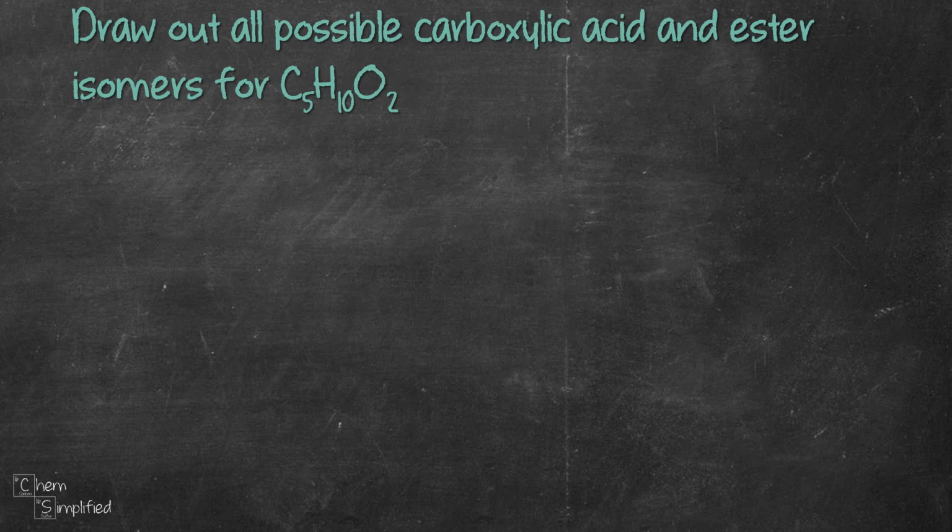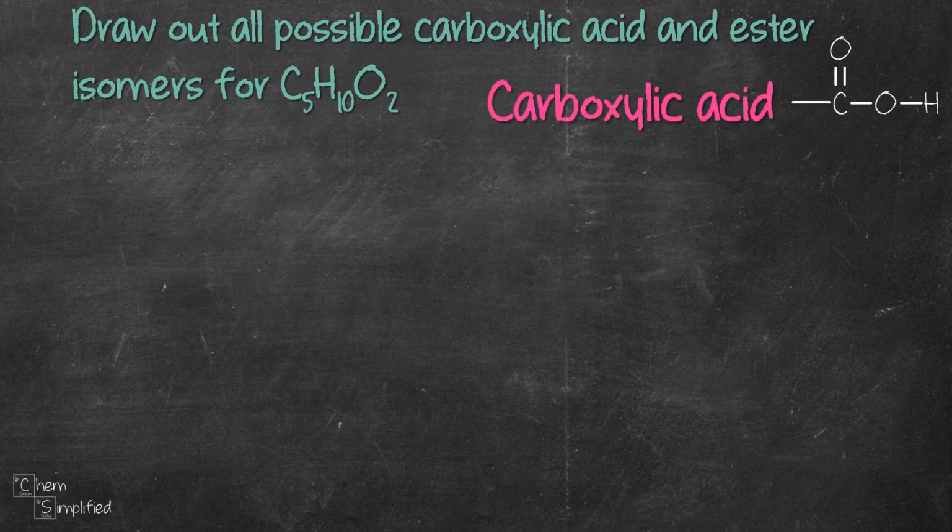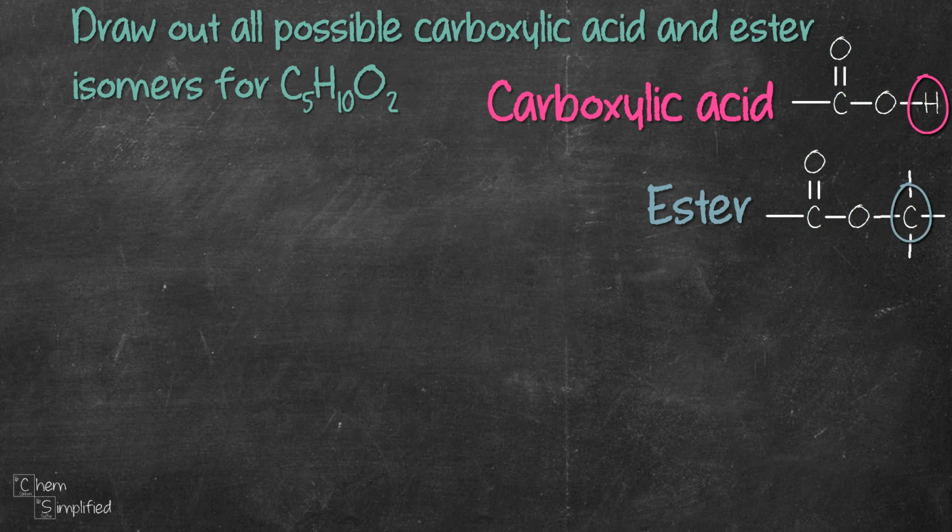Let's get started. Carboxylic acid has a carboxyl functional group, which is C double bond O connected to an OH. Note that this carboxyl group is always at carbon 1 for carboxylic acid. Ester, on the other hand, has a carbonyl group connected to an O, and that O is connected to a C. So the difference between carboxylic acid and ester is, in carboxylic acid, after the O, there's a H. In ester, after the O, there's a C. So let's start with carboxylic acid.